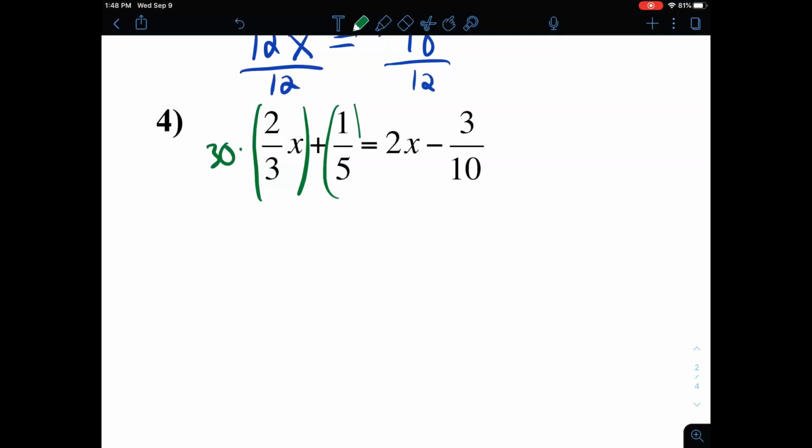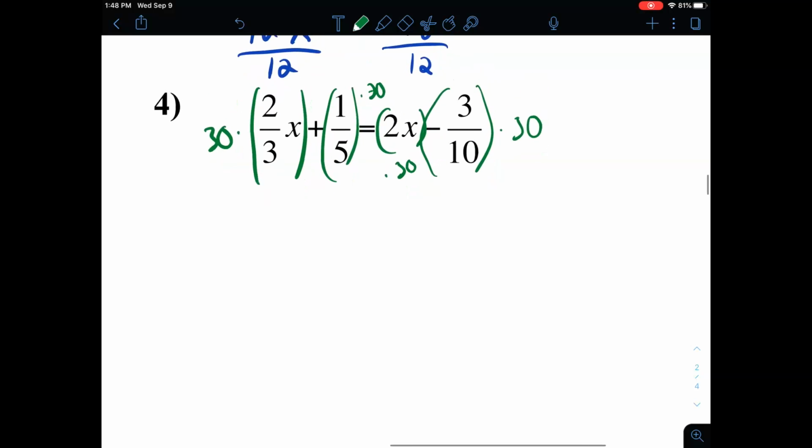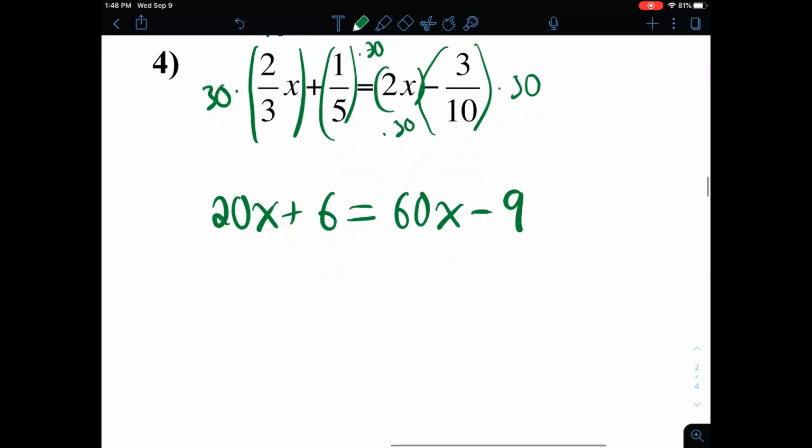So we're going to multiply each term by 30. All right, now 30 times 2/3 is going to be 20x. Plus 1/5 of 30 is 6. 2x times 30 is 60x. And then negative 3/10 times 30 is going to be, what, negative 90 divided by 10, which is negative 9.